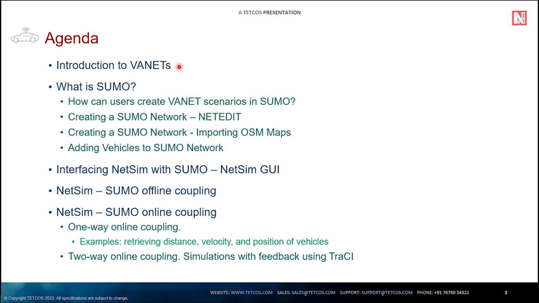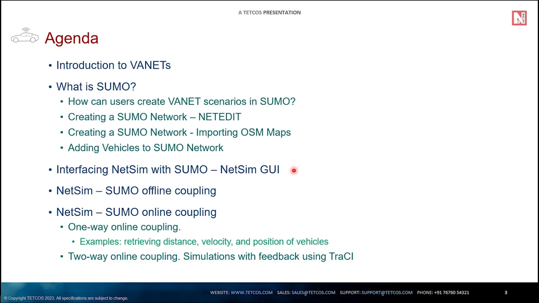In this webinar, we will start with an introduction to VANETs. Next, we will look at an open source tool called SUMO, which stands for Simulation of Urban Mobility. Within SUMO, we will look at 4 basic tasks: creating vehicular network scenarios in SUMO, creating an urban traffic network using NETEDIT, creating an urban traffic network by importing OSM maps, adding vehicles to traffic network in SUMO.